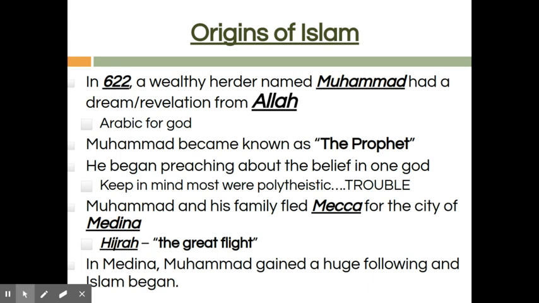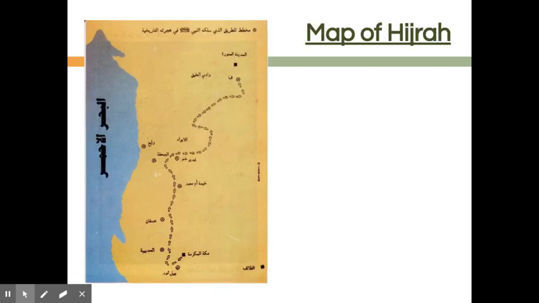While in Medina, Muhammad begins to preach the same thing about the belief in one God, Allah, and people start listening. And so it's really a big starting point, I guess you can say, for Muhammad and Islam in Medina. And once he starts getting a following, the religion starts to spread.